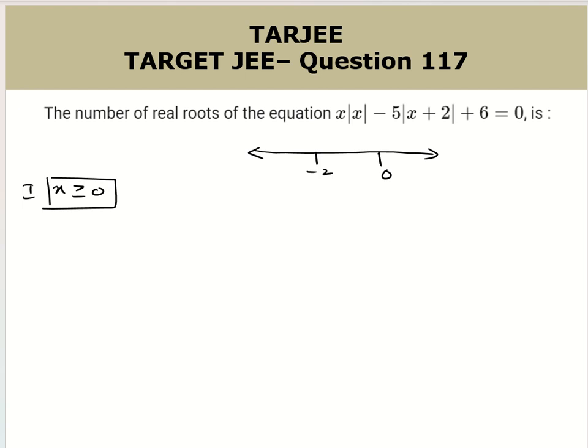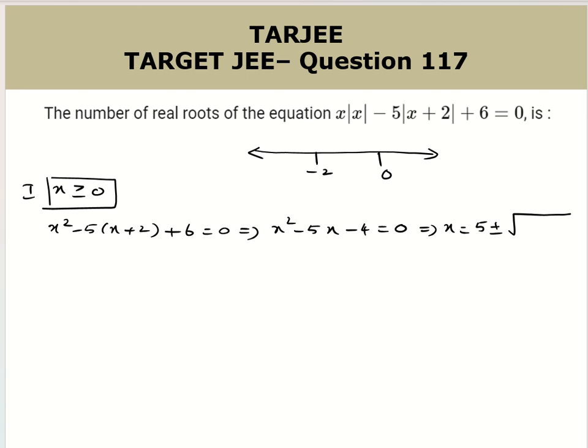So the equation becomes x square minus 5 times x plus 2 plus 6 is equal to 0, which can be simplified as x square minus 5x minus 10 plus 6, minus 4, is equal to 0. I don't think we can factorize this. We'll go for the formula. So x is equal to minus b plus or minus root of b square minus 4ac. 25 plus 16, 41, divided by 2.